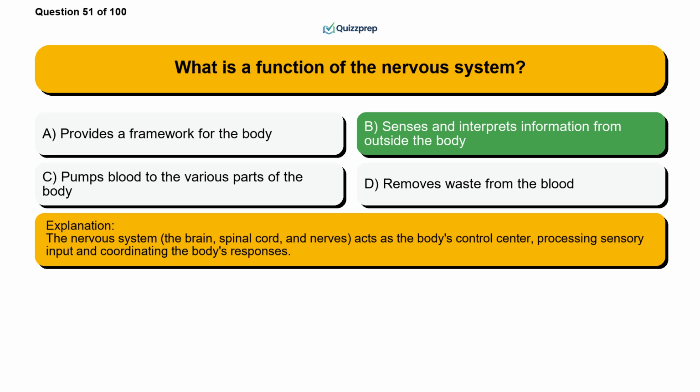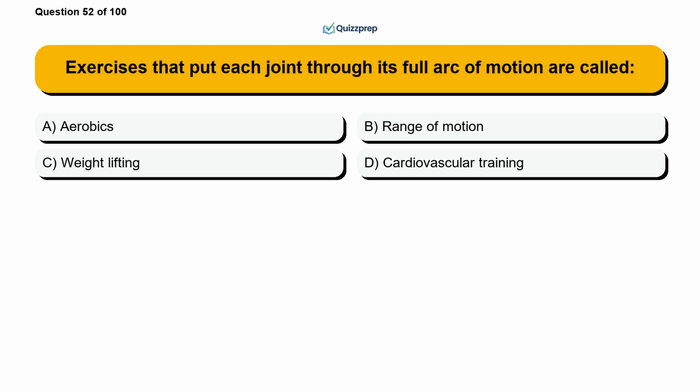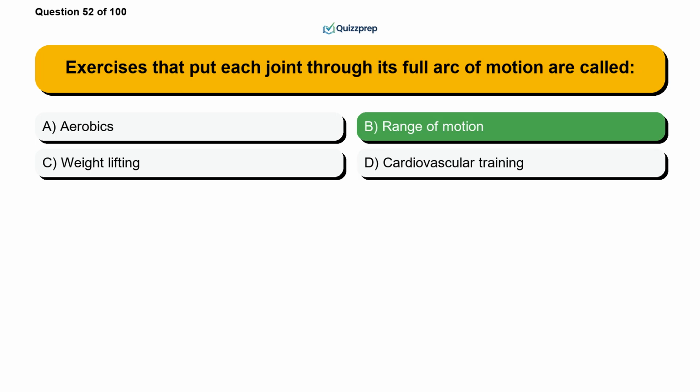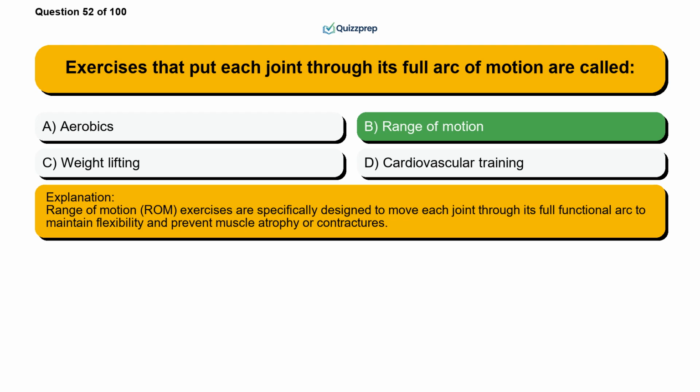The nervous system, the brain, spinal cord, and nerves, acts as the body's control center, processing sensory input and coordinating the body's responses. Question 52. Exercises that put each joint through its full arc of motion are called option A. Aerobics, option B. Range of motion, option C. Weightlifting, option D. Cardiovascular training. The correct answer is option B. Range of motion. Range of motion, ROM, exercises are specifically designed to move each joint through its full functional arc to maintain flexibility and prevent muscle atrophy or contractures.